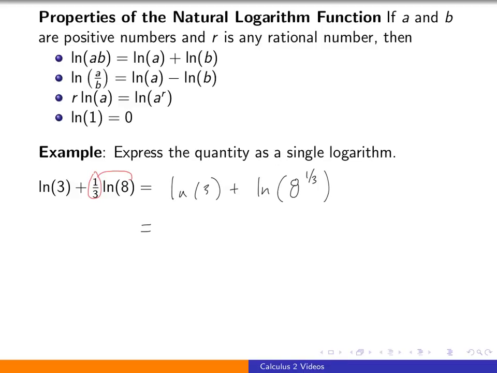8 raised to the 1/3 power is really the cube root of 8, which is 2. And now we have a natural log plus a natural log with no constants out front. So we simply need to take the a and the b, our 3 and 2, and multiply them together. So this is the natural log of 3 times 2, which is the natural log of 6.